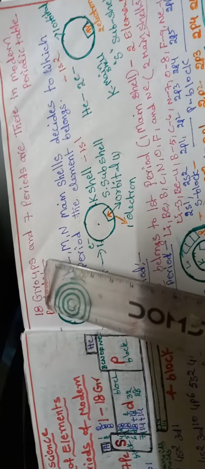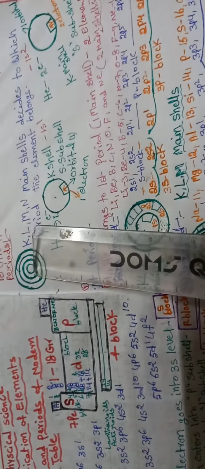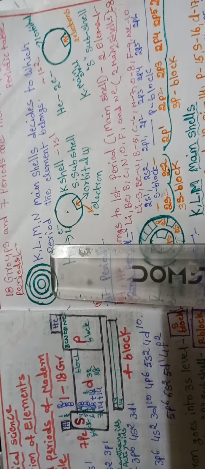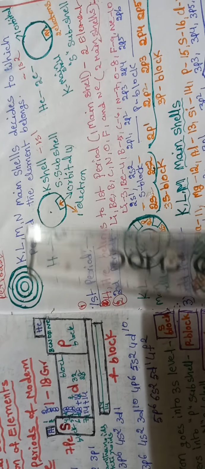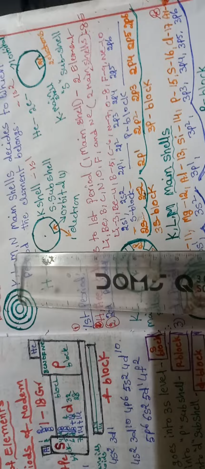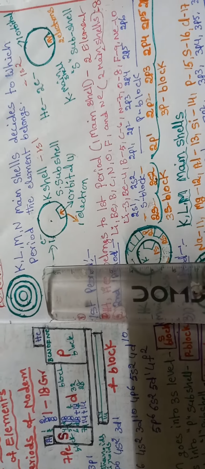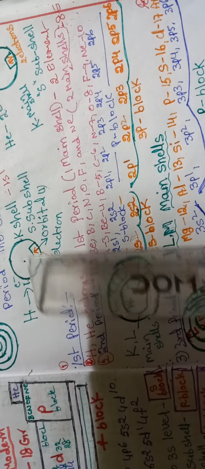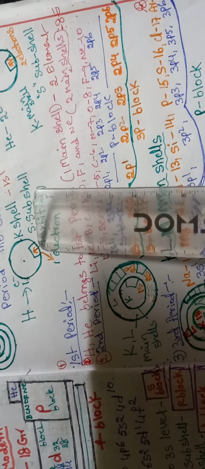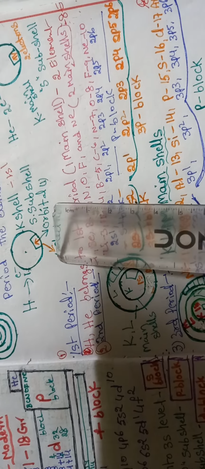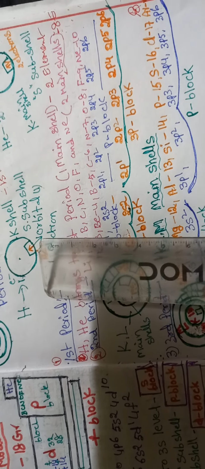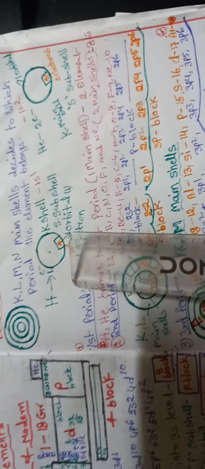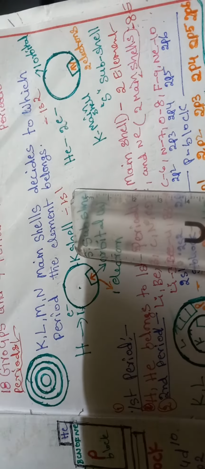Already we learnt that groups are 18 and periods are 7 in the modern periodic table. So let us know about the periods. Every atom has a K main shell. These main shells decide to which period the element belongs. For example, the hydrogen atom: hydrogen contains only one electron, one K shell, one s subshell, and one orbital. This orbital accommodates one electron. So electron configuration is 1s1.